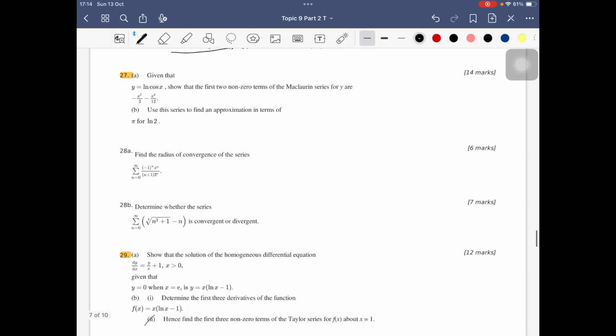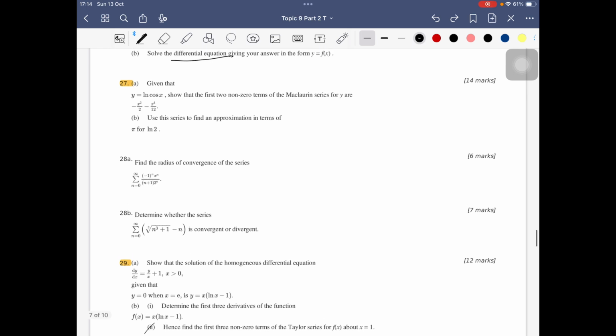And number 27, ln cos x, first two non-zero terms. I think maybe it's better because this is first power, which means we need to find the first derivative. Let's go. Y prime is sine x over cos x, negative tan x.